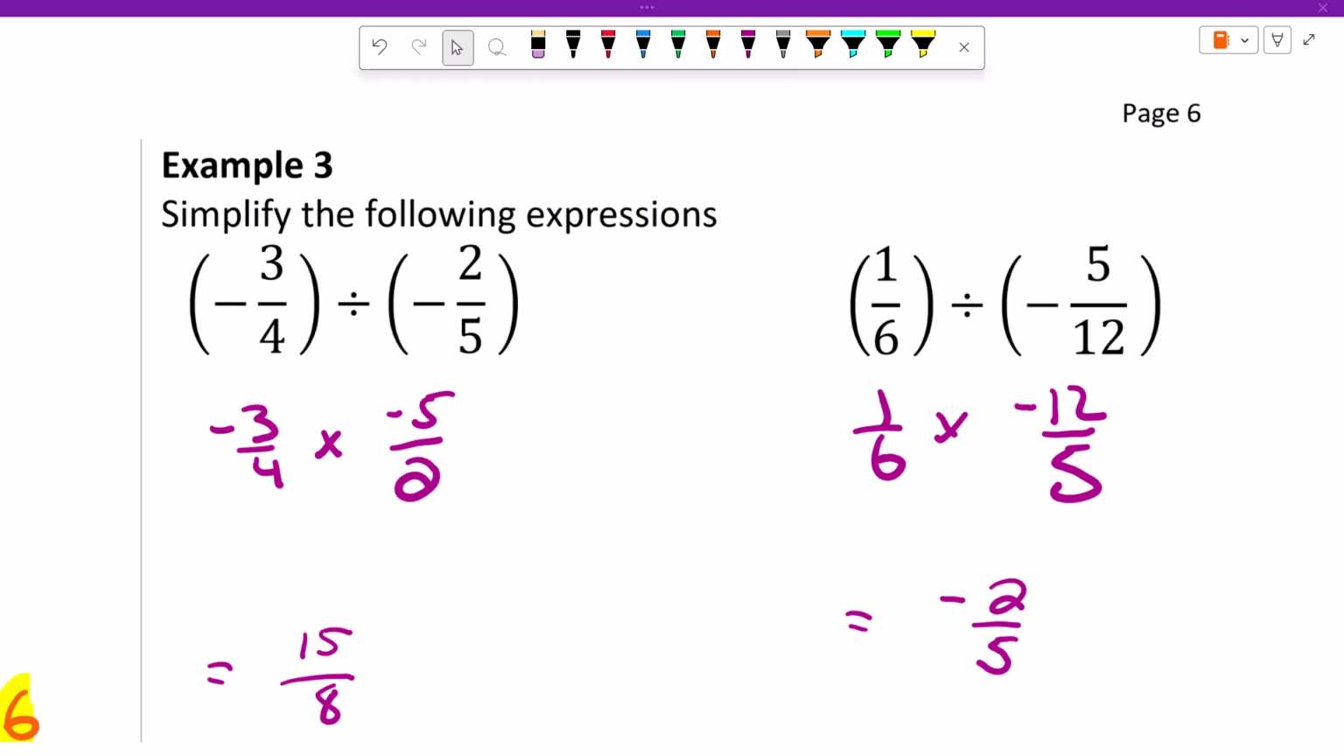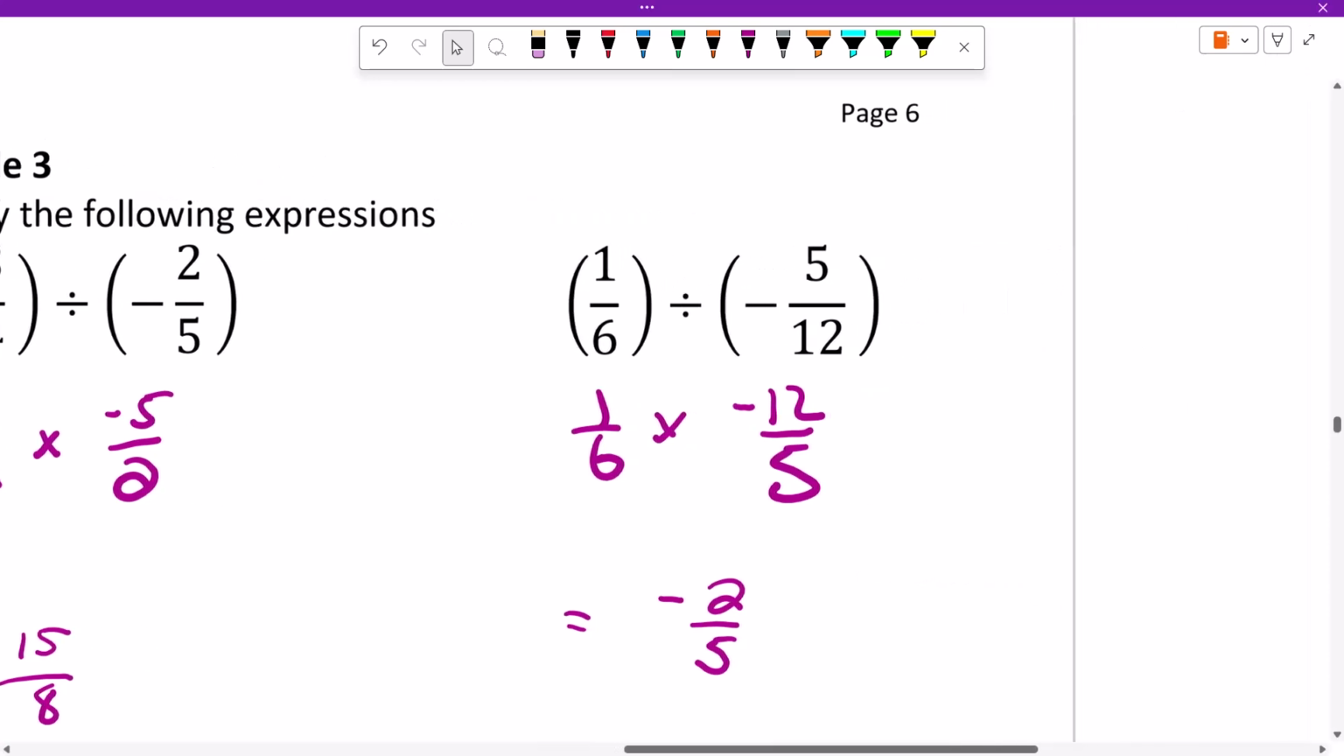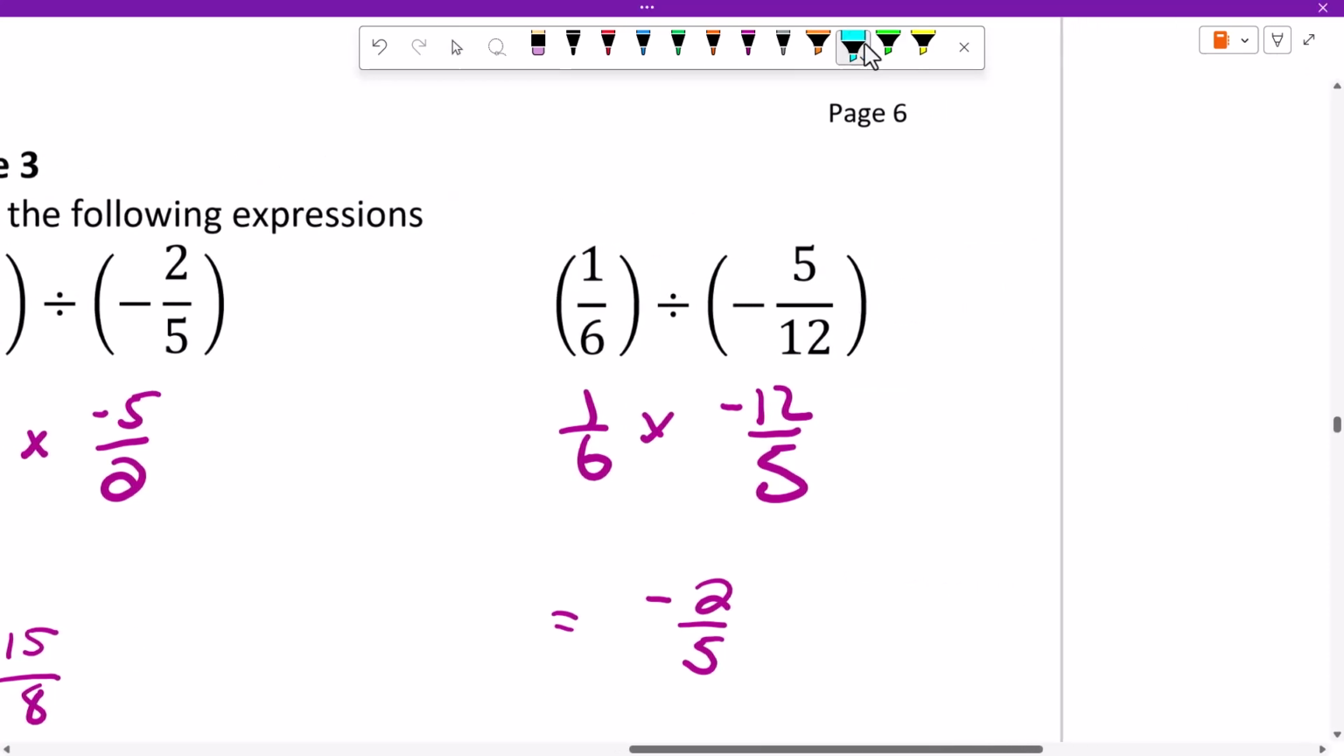The second one, you flip that fraction and 12 and 6 can both be divided by 6. So 6 divided by 6 is 1, 12 divided by 6 is 2. Multiply the tops together, 1 times 2 is 2, and 1 times 5 is 5. And that's it. I think we'll stop there.